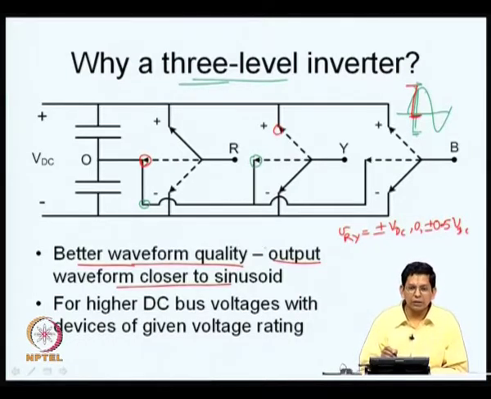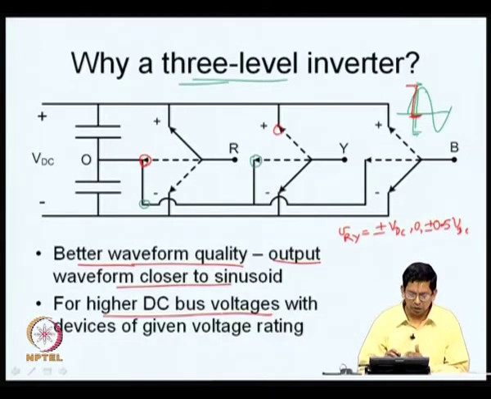Another important reason why we use such a 3 level inverter is to be able to handle higher DC bus voltages. How do we do that? See, you have devices of various voltage ratings. There could be small MOSFETs which are rated for 60 volts or 100 volts or 120 volts. We have some IGBTs, and IGBTs could be rated for 600 volt and 1000 volt and 1200 volt and so on. You go on higher and higher, it is difficult to find devices of substantial voltage rating.